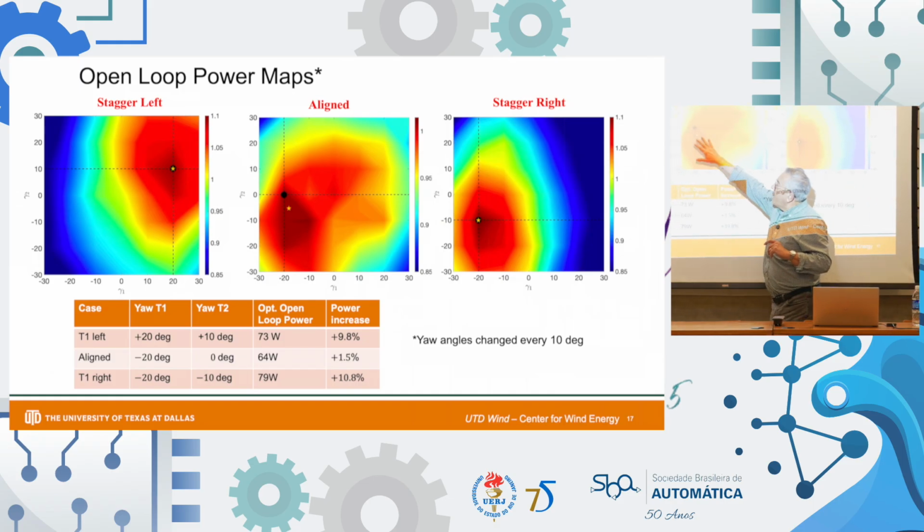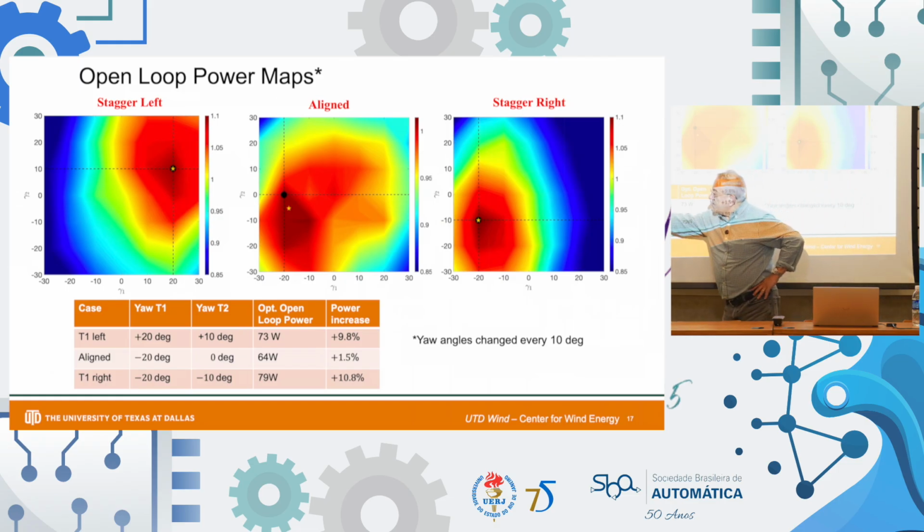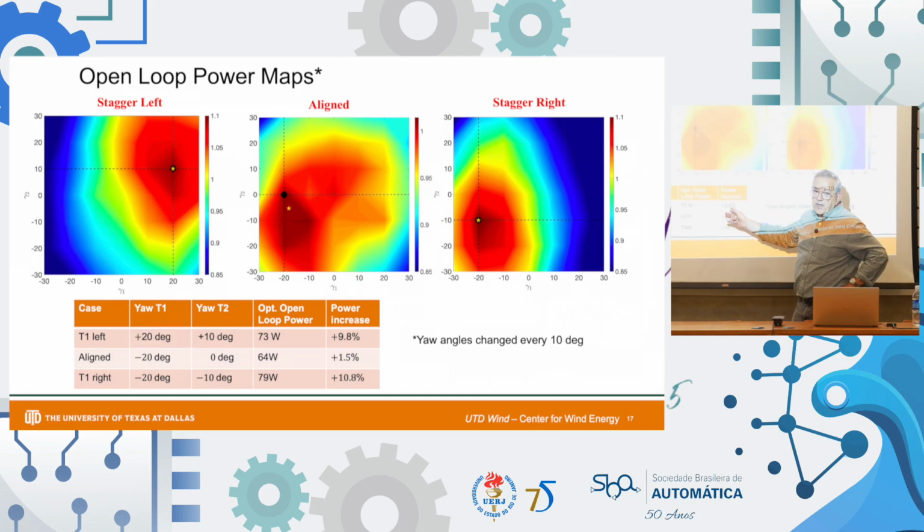Now there is an artifact here, which is the resolution with which these contour plots were created. So we really cannot just say that this is a failure of extremum seeking. Then if we go through the experiment and look at power averages, for the staggered left configuration, if we yaw the first one by 20 degrees, the second one by 10 degrees, we have a gain of 9.8% in power.